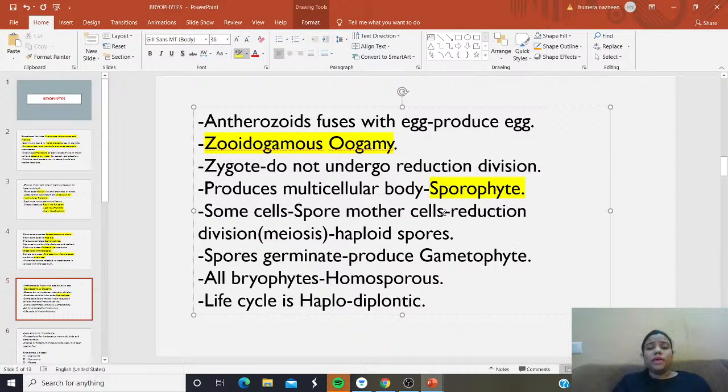Then some cells become spore mother cells, and they undergo reduction division. Some of the cells become spore mother cells and these undergo reduction division. What is reduction division? It is nothing but meiosis. And what is produced? These spore mother cells undergo reduction division, meiosis, and finally haploid spores are produced.